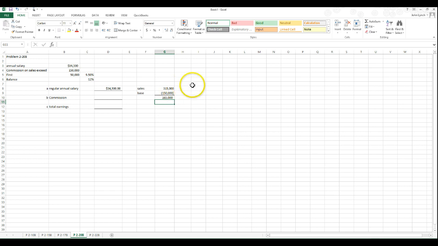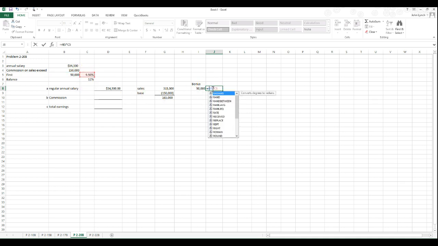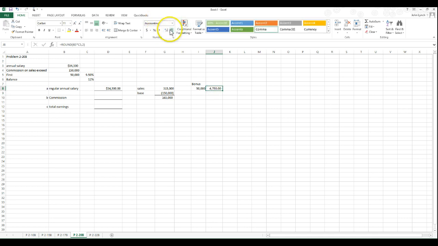Now for the bonus calculation then, which I'll do here, we have the first 50,000 at 9.5%. So for the bonus, we would have equal to the 50,000 times 9.5%. Okay, and before I do that, I should put a round in there to make sure it comes out right. So we will do that real fast. It is 4,750. Okay.